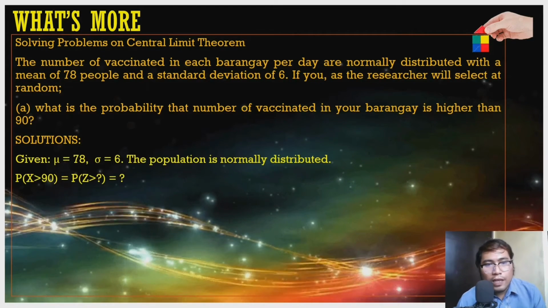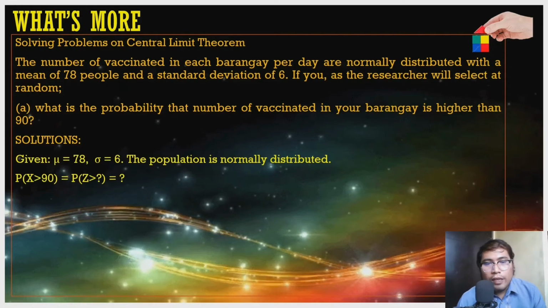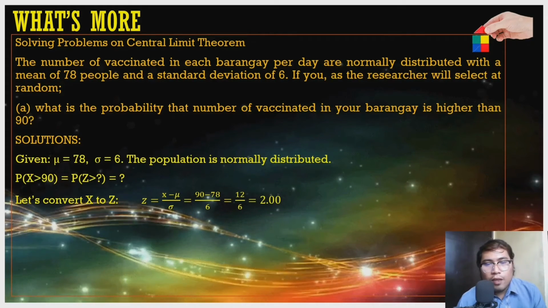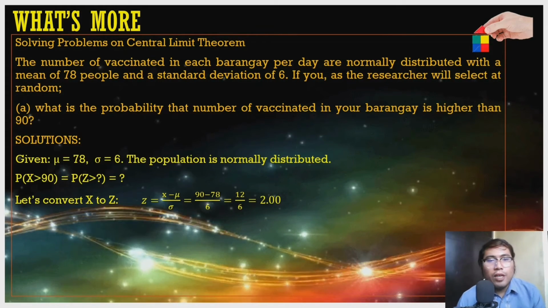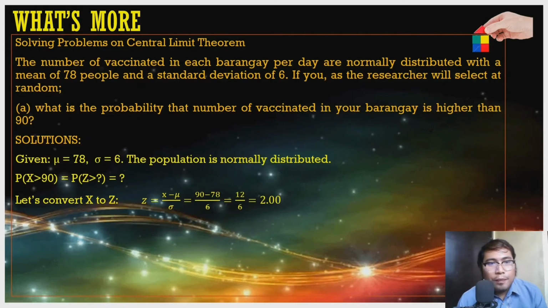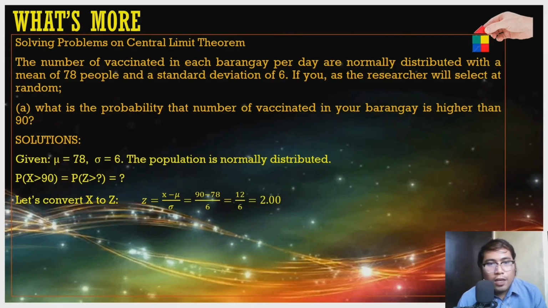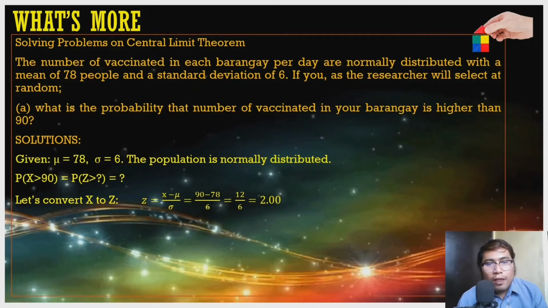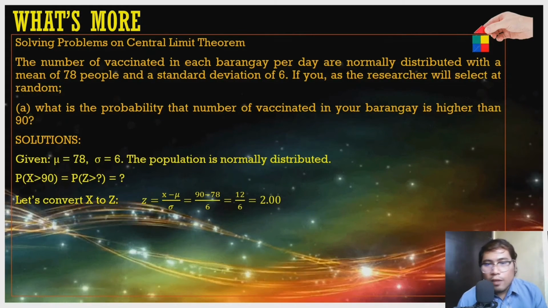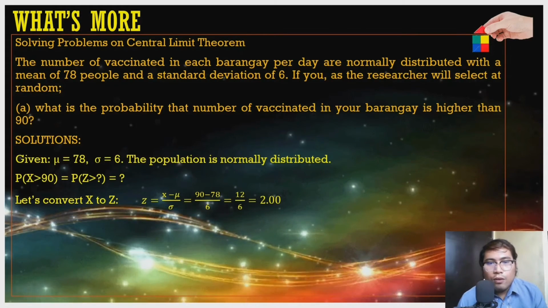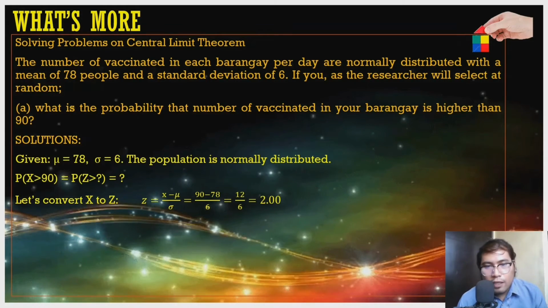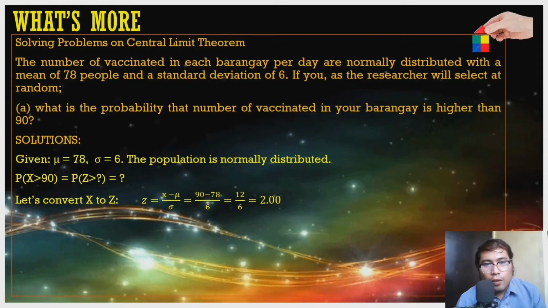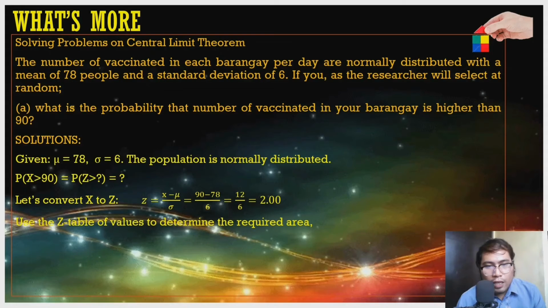We have z is equal to x minus mu divided by sigma. So let us convert x to a z-score. Based on the given, our x will be 90, or greater than 90. So we have 90 minus 78, the population mean, divided by sigma, which is 6. So 90 minus 78 is equal to 12, divided by 6, the sigma. So you'll get 2.0.